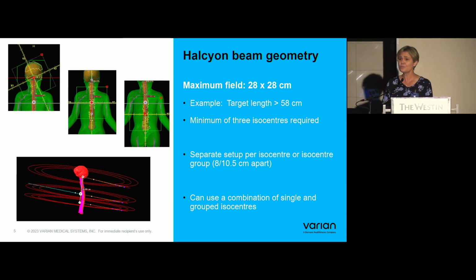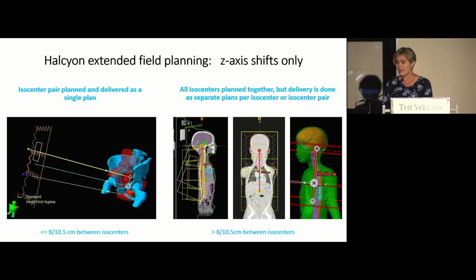So you have to use a combination of isocenters. On the Halcyon, if you have an isocenter pair within 8 centimeters, those can be delivered as a single plan. If you have Halcyon version 3, 10.5 centimeters apart; Halcyon version 2, 8 centimeters apart. If it is within this configuration, it can be delivered as a single plan. This is often done for gynae patients, for example.